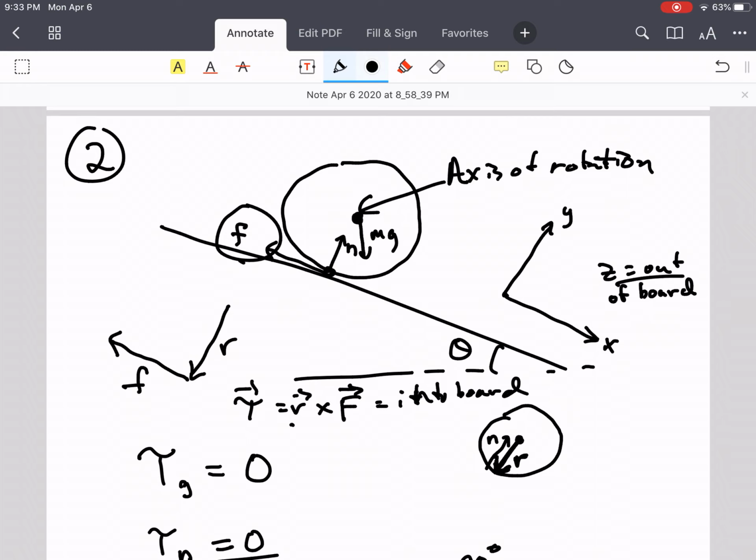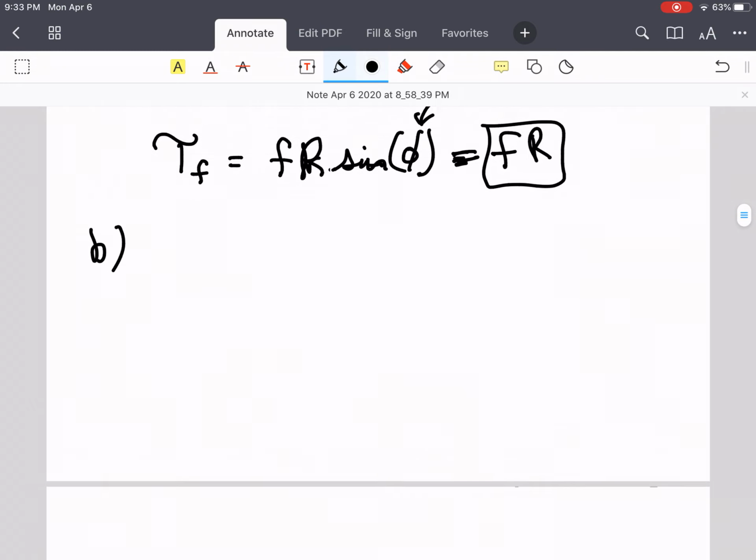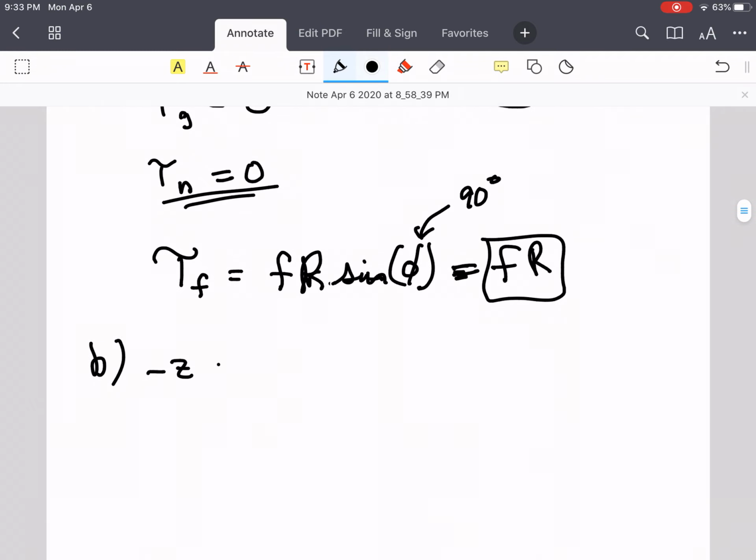So if out of the board is what I call positive Z, that means this is in the negative Z direction. In other words, the same way I can take the Z component of omega or alpha, I can take the Z component of torque. The torque is just negative F times R in the Z direction.